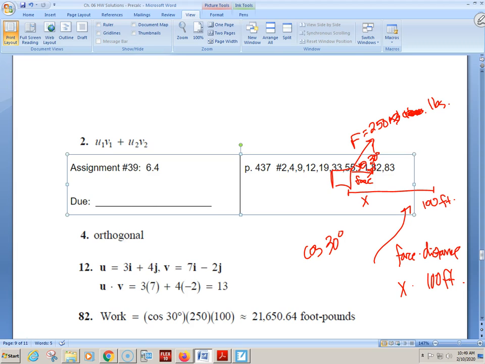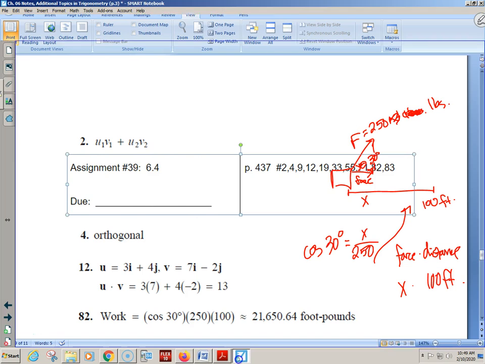Solving our right triangle. I think maybe my computer's alive again. It has cosine 30 written there. That's good. We have our adjacent being x over hypotenuse, which is the y. So all they did is just solve for x, 250 cosine 30, and then multiply it by 100.